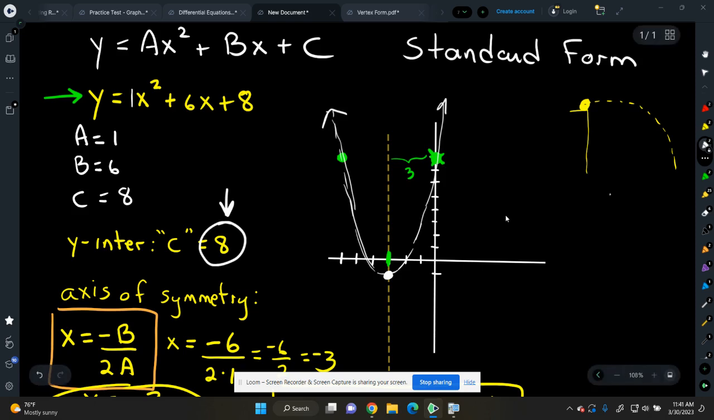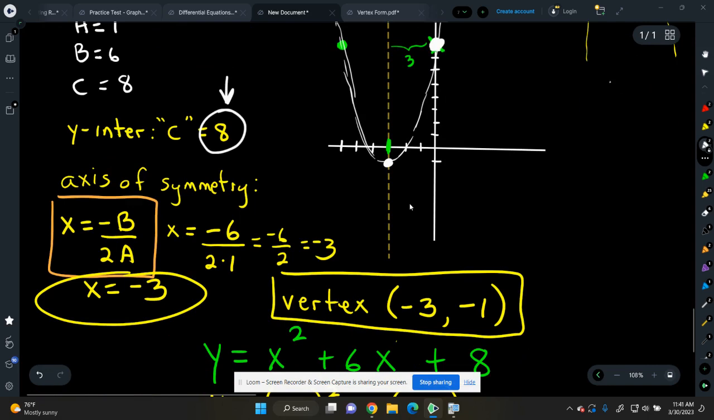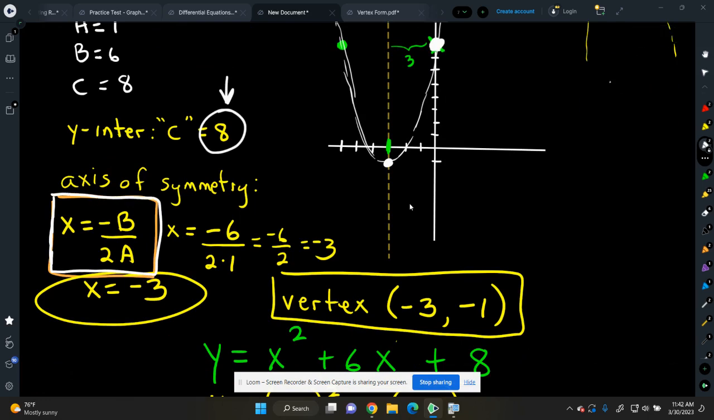We plot our y-intercept. The next thing we do is look for the axis of symmetry. This is a formula right here. We use that formula to find the axis of symmetry, and we got x equals -3. So I drew a little dotted line, x equals -3.